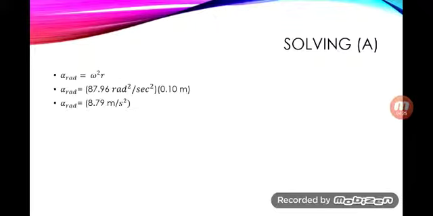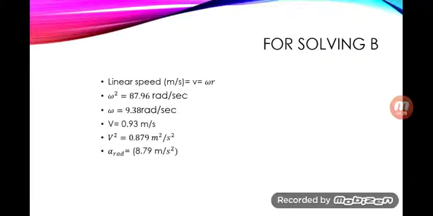Now, to verify this answer, we're going to use the second equation. Linear speed equals angular velocity times r. We already have angular velocity squared, which is 87.96. Square root that and we get angular velocity equals 9.38 rad per second. Now v equals 0.938 meters per second, since that's simply 9.38 times 0.10.